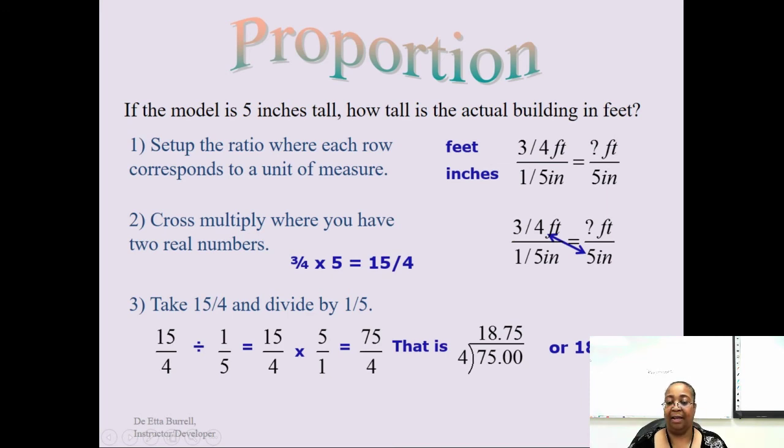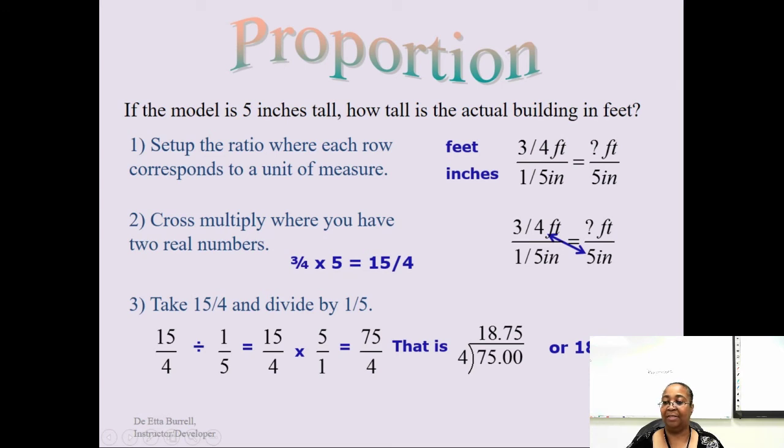And when we actually divide 4 into 75, we get 18.75 in a decimal form, or you can write it in fractional form, which is 18 3/4 feet. So if you like decimal form, you can say 18.75 feet. If you like the fractional form, you can write 18 3/4 feet. They're both correct because they both have the same value.